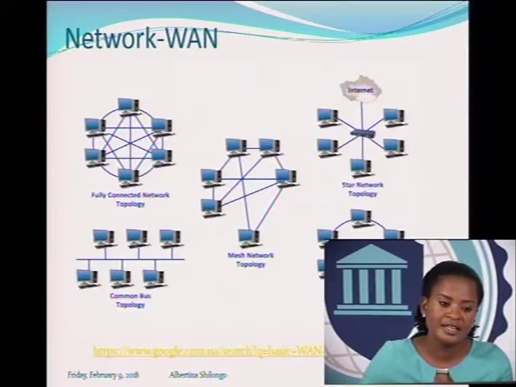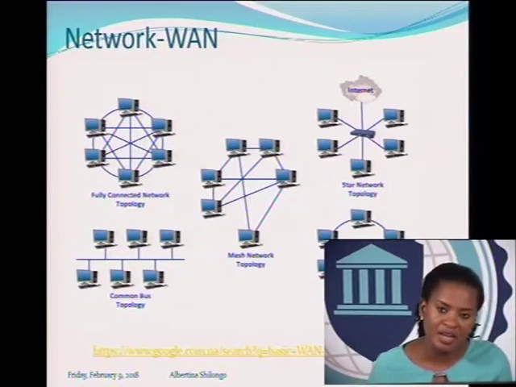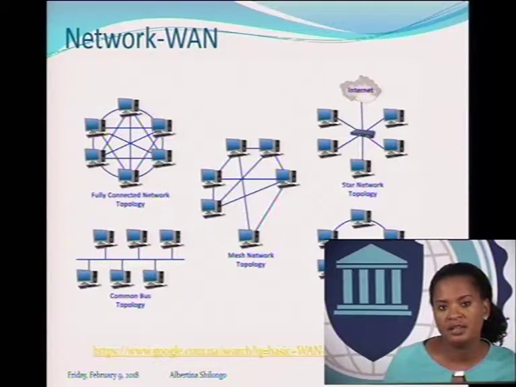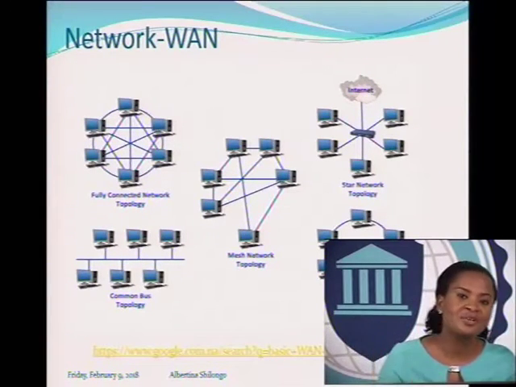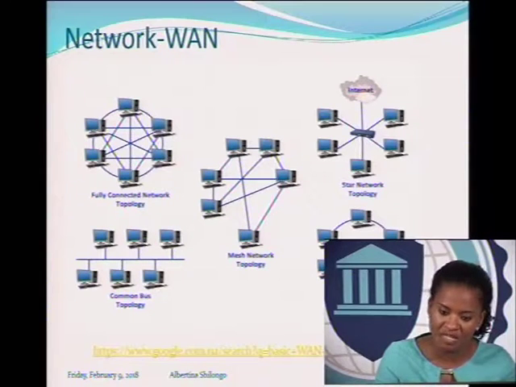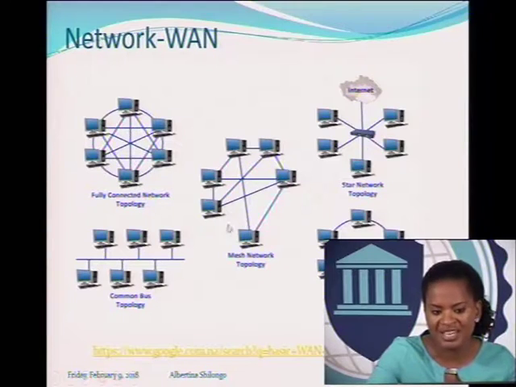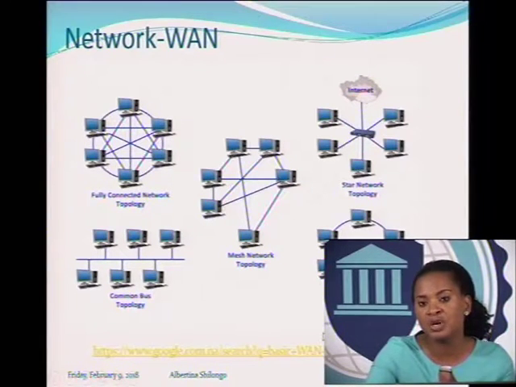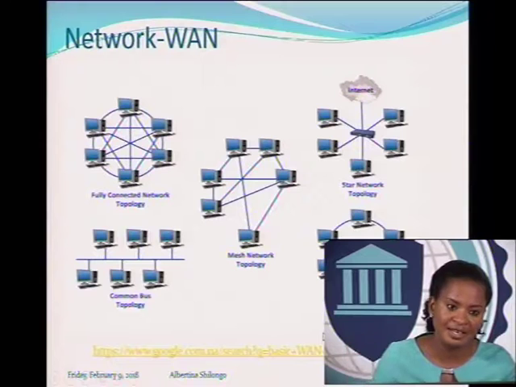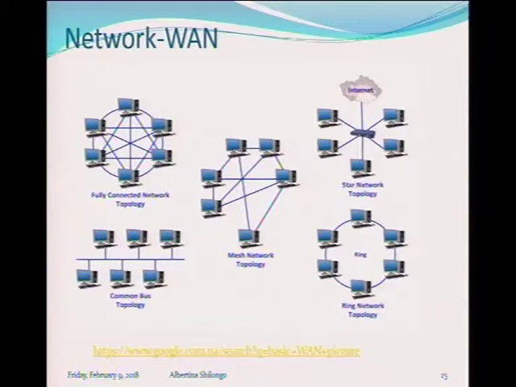Then I said that the wide area network is where the internet falls. And the internet is an interconnection of different networks. So you've got a network here, you've got a network there, and the interconnection of these networks together forms the internet. The internet has the characteristic of the wide area network type. It's not limited to any geographical limitation.